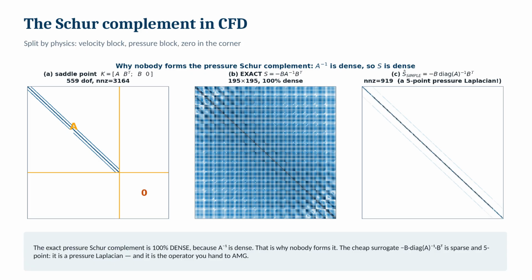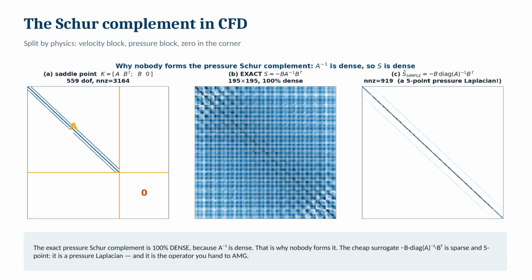The physical split is obvious. A is the momentum block, C is 0, and the Schur complement is minus B A inverse B transpose. That's the pressure operator. Panel B is that Schur complement, formed exactly. It is dense, 100% dense, because A inverse is dense. That's why nobody ever forms it.